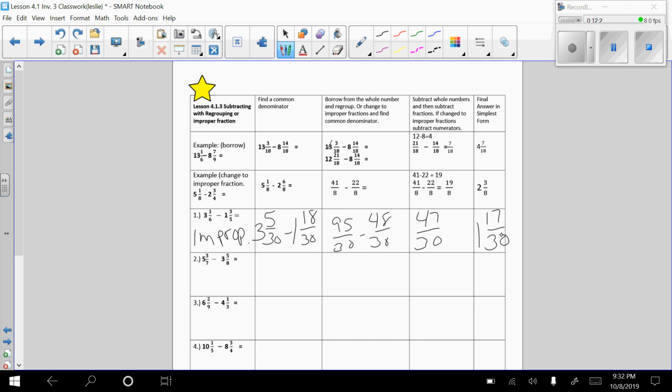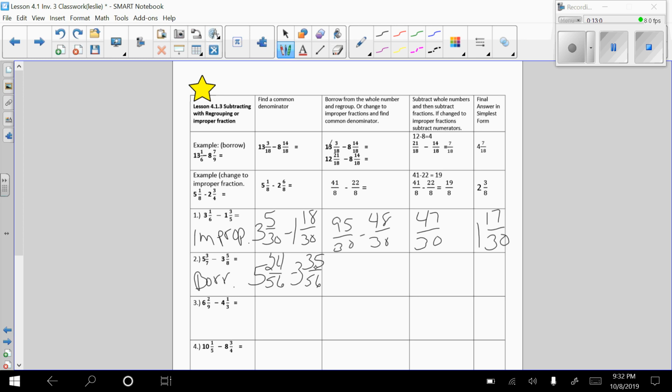Now we can do one with borrowing. 5 3/7 minus 3 5/8. So this one will be borrowing. And again, I'll abbreviate. So now a common denominator would be 56. So I have 5 with a denominator of 56 minus my whole number 3 with a denominator of 56. Let's get the numerators. 7 times 8 gave me 56. 3 times 8 is 24. 8 times 7 gave me 56. 7 times 5 is 35.